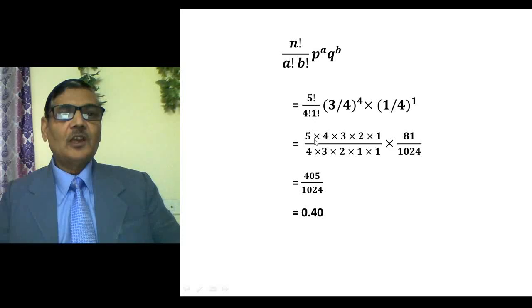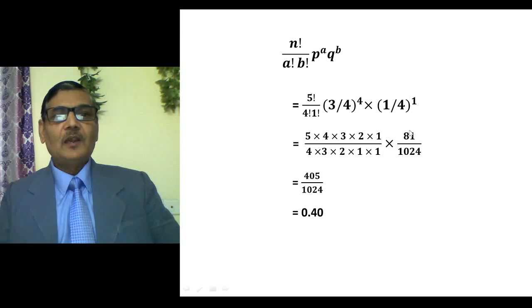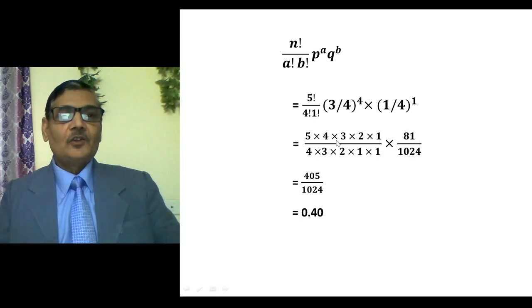And when you solve in the next step, it will be 5 into 4 into 3 into 2 into 1, that will be the product of 5 factorial. Then 4 factorial means 4 into 3 into 2 into 1. 1 factorial means 1, and into 3 by 4 to the power 4 into 1 by 4 to the power 1. This will actually be solved, and this will come 81 divided by 1024. So this 4321 will be removed from the denominator. Only 5 will be left over there.